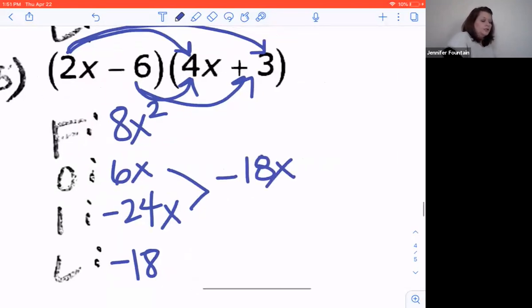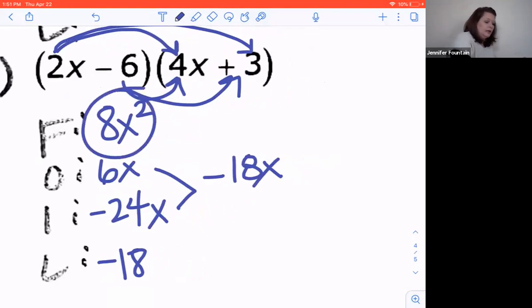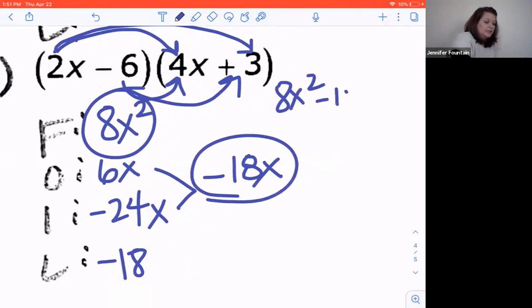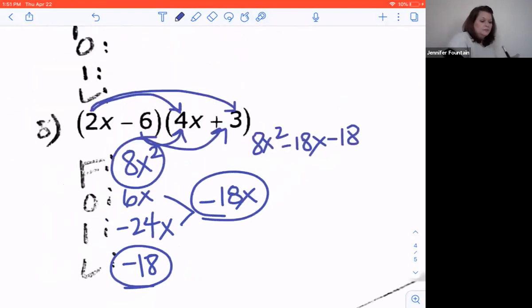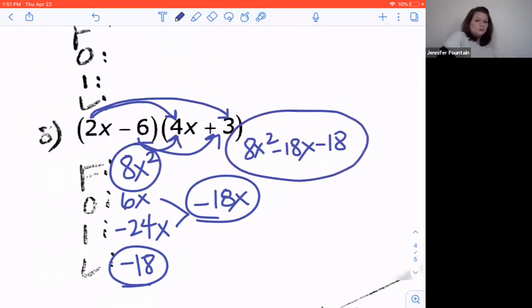So when I write my answer, 8x squared minus 18x minus 18. And there's my final answer. Any questions on these?